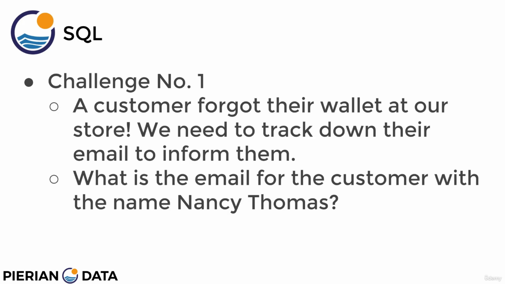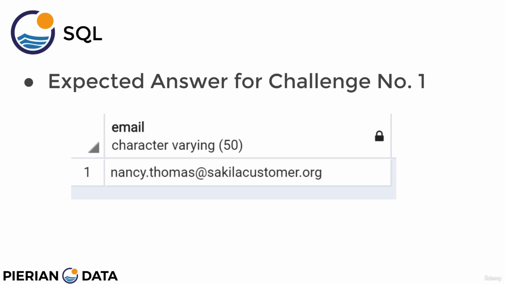So the first challenge. A customer forgot their wallet at our store, and we need to track down their email to inform them. So the question is, what is the email for the customer with the name Nancy Thomas? So we open up the wallet, we see that their name is Nancy Thomas, and we want to figure out what the email is so we can inform them. Okay, coming up next is the expected result. So the expected answer should look something like this. You should eventually realize it's nancy.thomas at sequilacustomer.org.